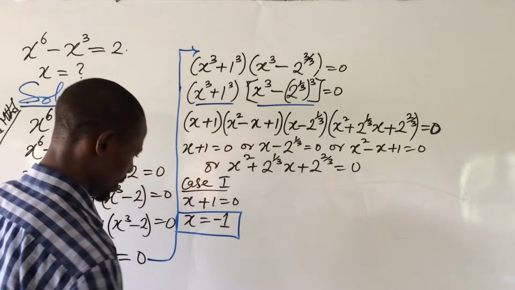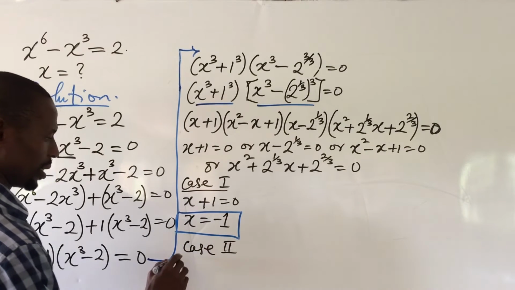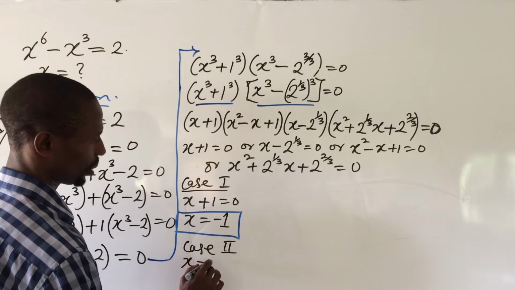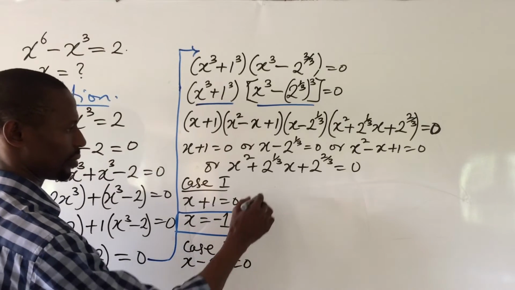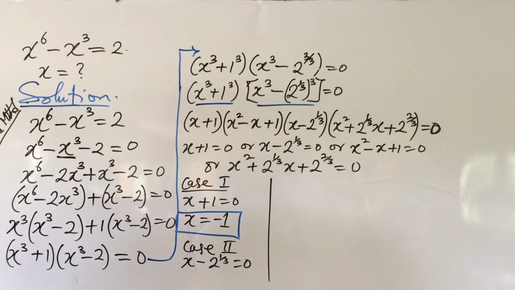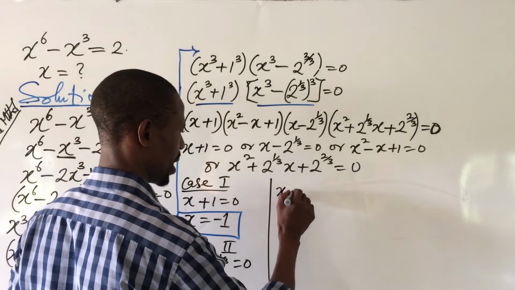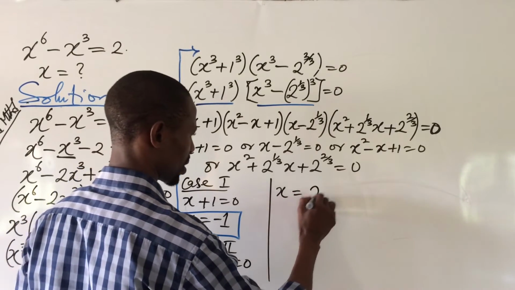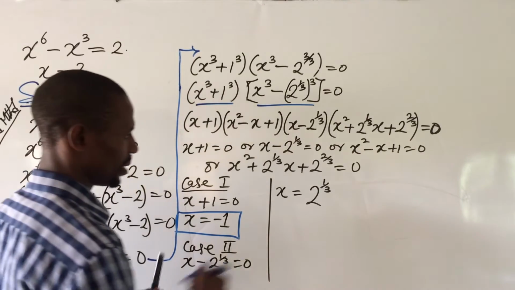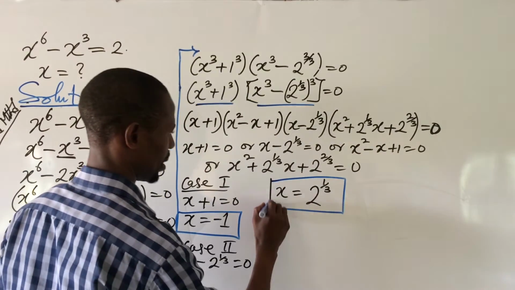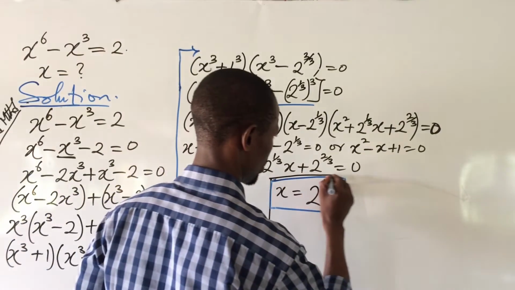Case 2, which is this, we take this as case 2. And case 2 says x minus 2 to the power of 1 all over 3 equals 0. Okay, so let's rule this off. From here, if we send this to the other side, we're going to have x equal to positive 2 to the power of 1 all over 3. So we've gotten a second value for x already.